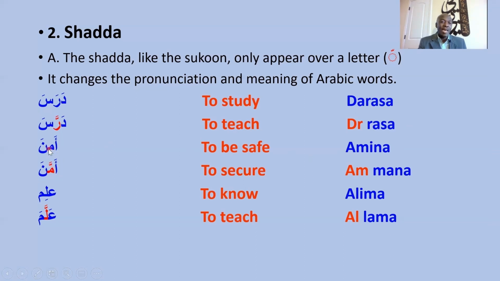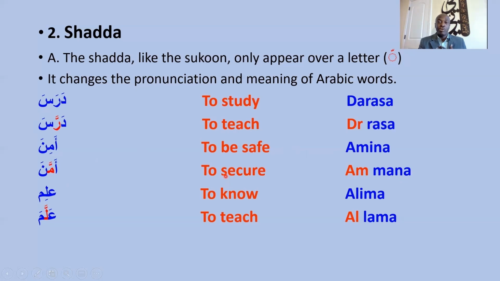Ammana. Here, amina, like one word, there are no extra syllables. Here, ammana, like two syllables. Ammana, as if I am having two M's, but in reality I have one, but the stress on the shadda makes it like two M's. See, ammana, and ammana is to secure.